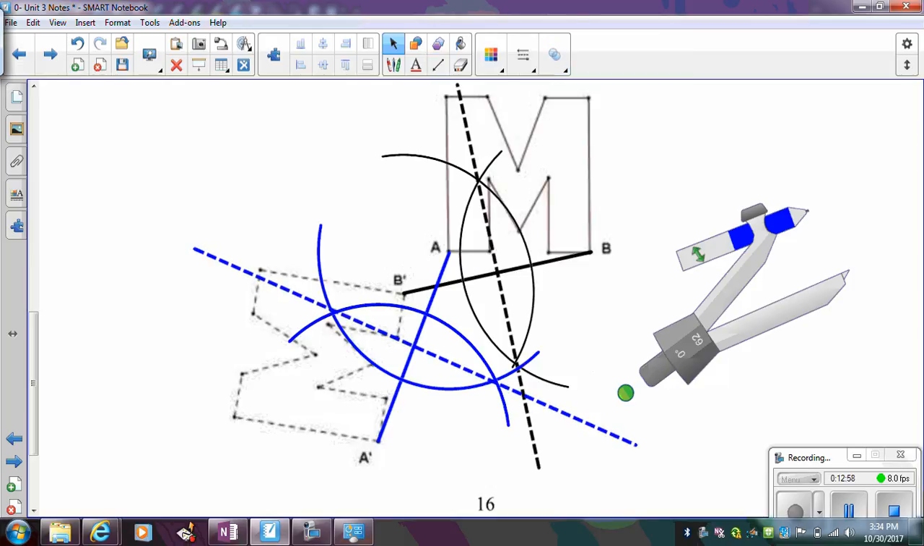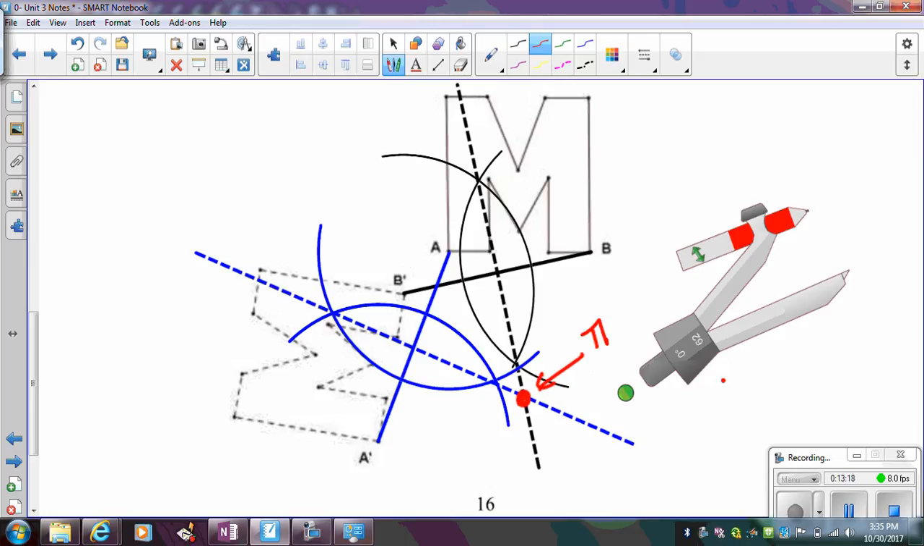So drawing in, I'll just make it dotted again. And now what you're seeing is the blue line represents the set of all points equidistant from A and A prime. The black line represents a set of points equidistant from B and B prime. So if I want to know where I'm equidistant from both of those sets of points at all times, it's going to be at the intersection between them. So this point right here is the center of rotation.